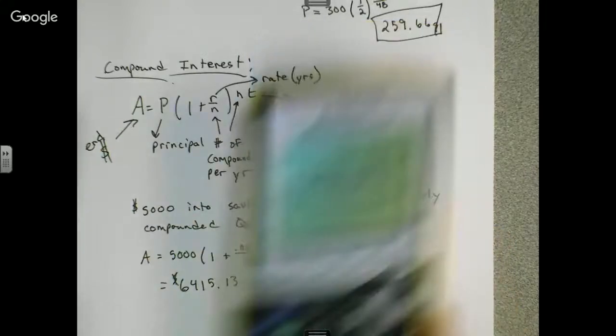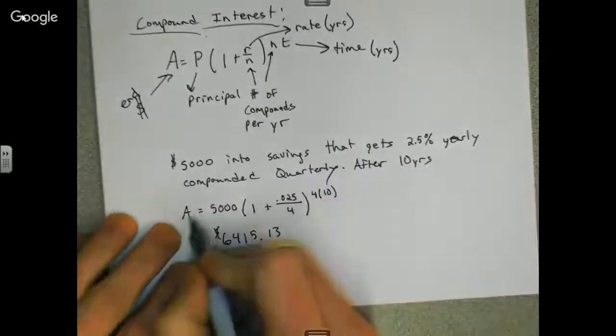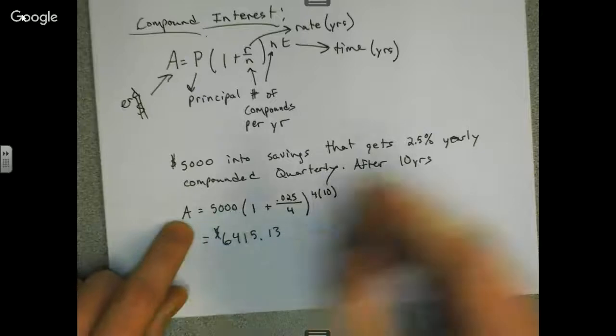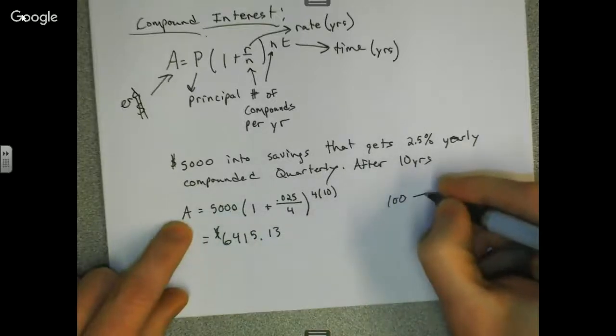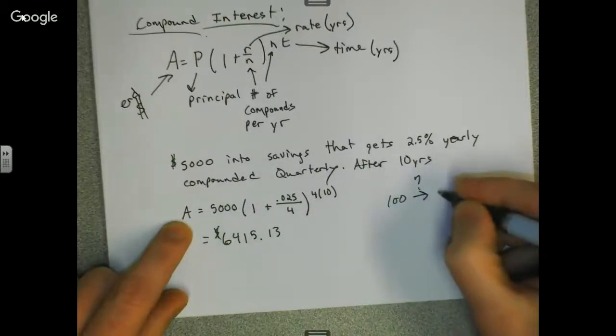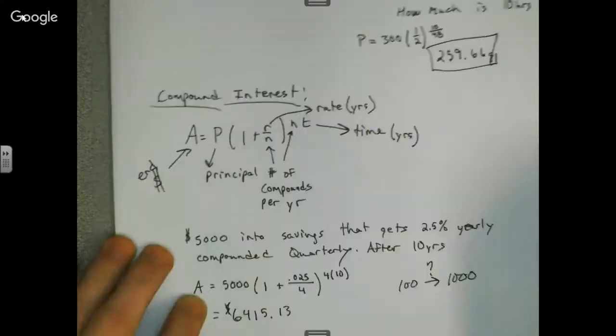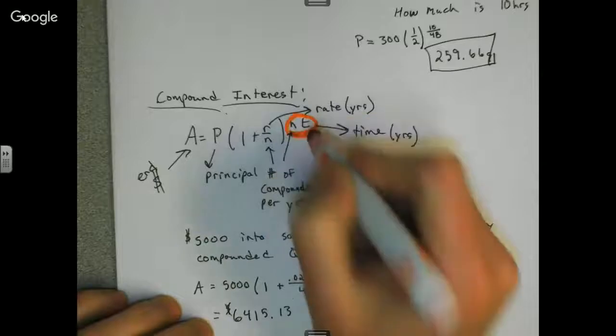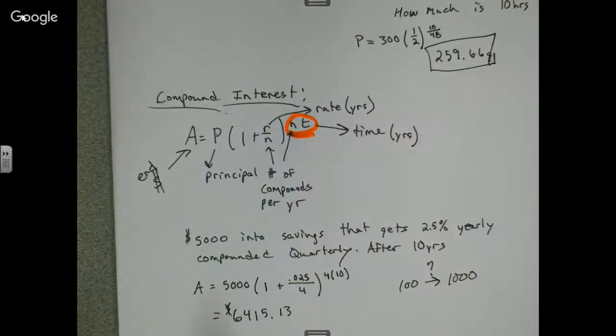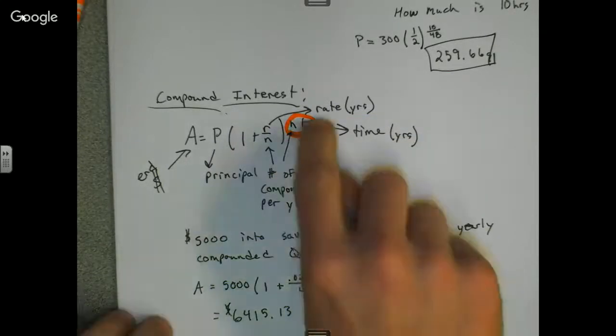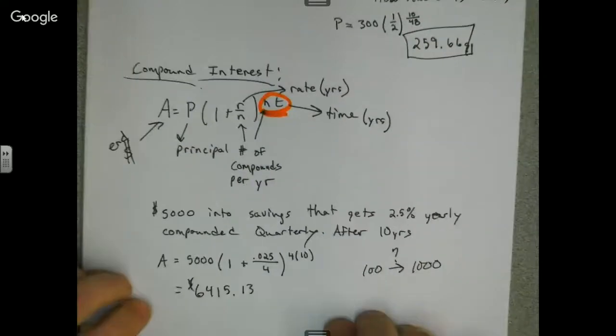Now, again, what if I know the start and ending amount? Maybe I got $100. How long do I need to get $1,000? How long does it need to sit in there? So we might be solving for one of those two items right there. Usually we're solving for t, not n. I just accidentally circled it.